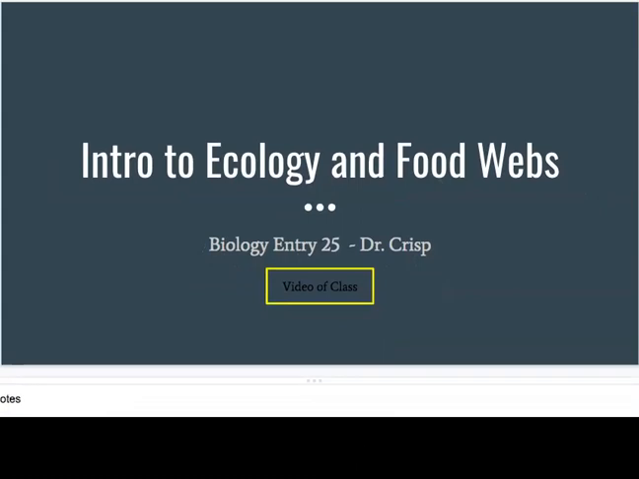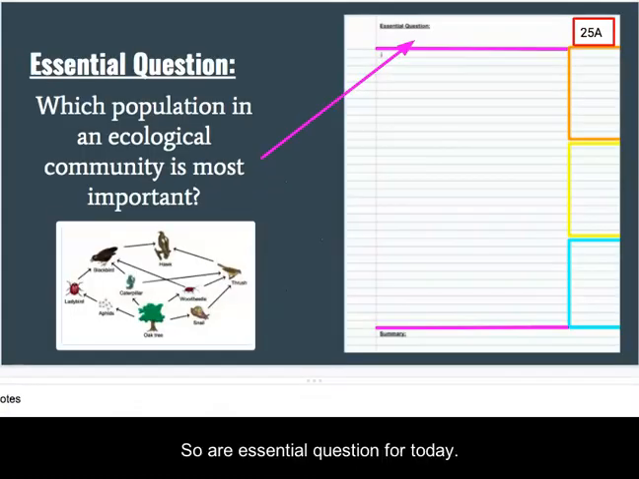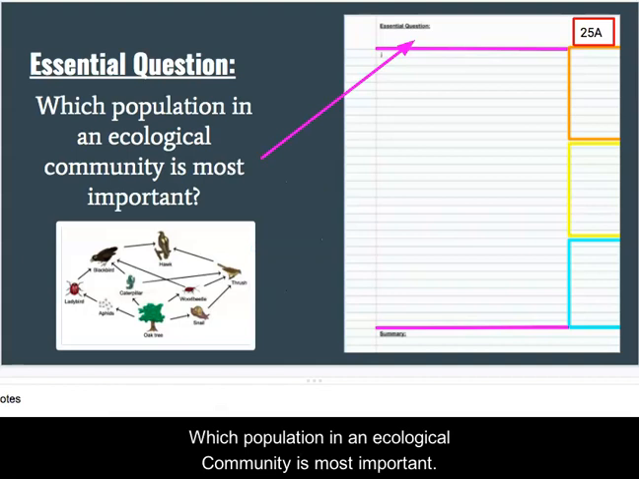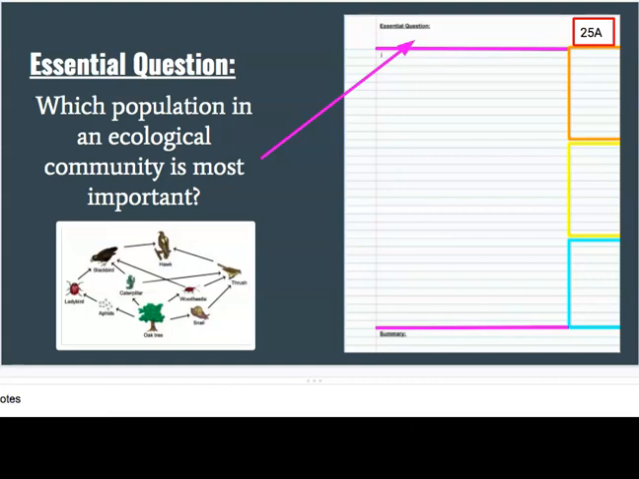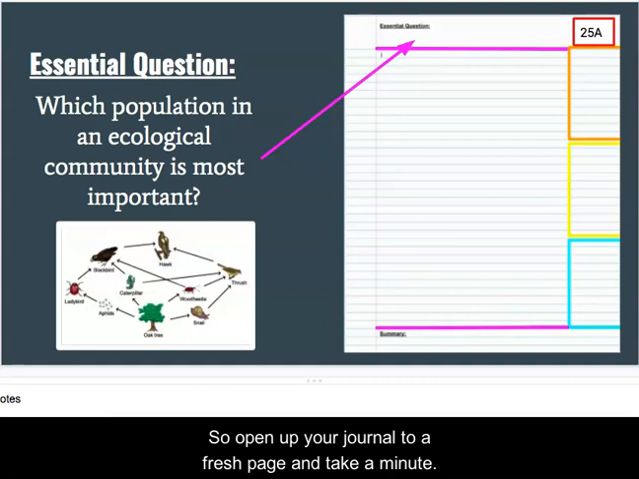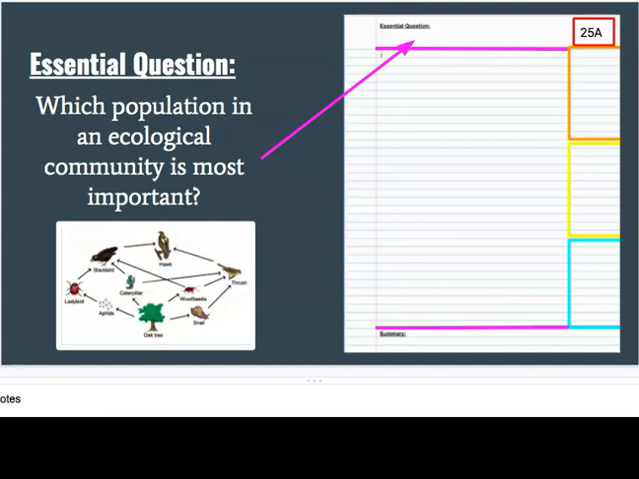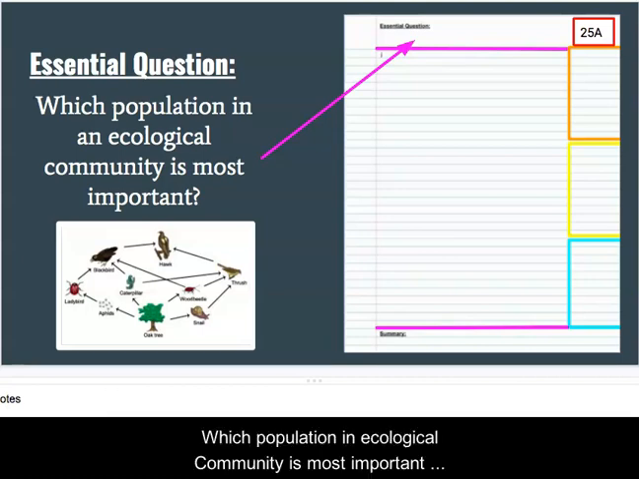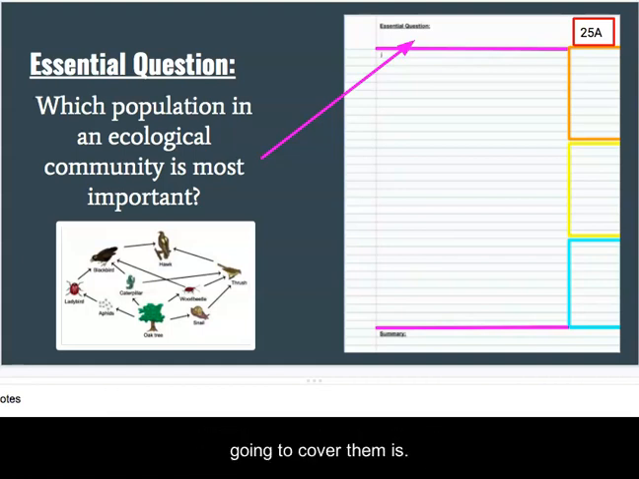There we go. So our essential question for today is, which population in an ecological community is most important? So open up your journal to a fresh page and take a minute to pause and jot this down for entry 25. Which population in an ecological community is most important? And if you're unsure about what those terms mean, we're going to cover them as well.